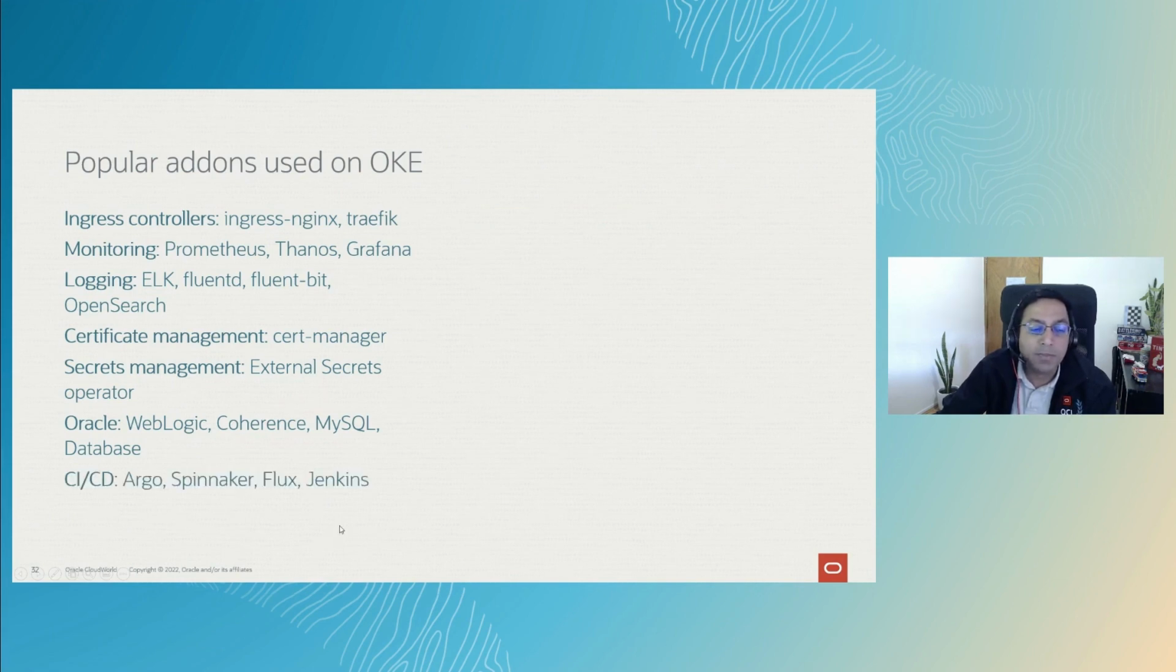For the purpose of CI/CD, if you are not going to be using DevOps, a lot of users particularly like Argo. There's also an integration for Spinnaker. Jenkins is still very popular, and Flux lately seems to be getting a lot of attention. Service mesh, yeah, Istio and Linkerd are very popular, and OCI has released its own service mesh recently as well.